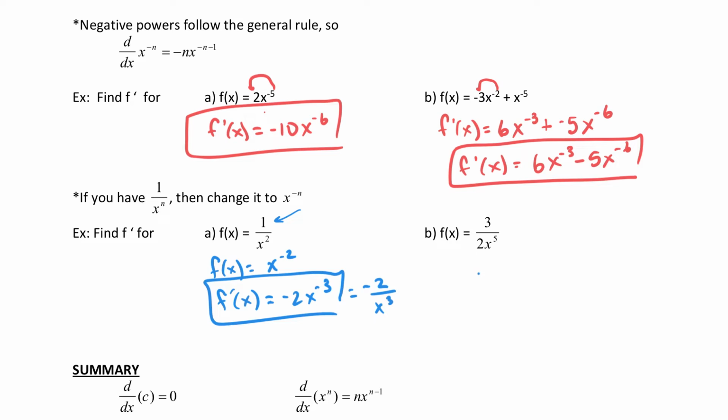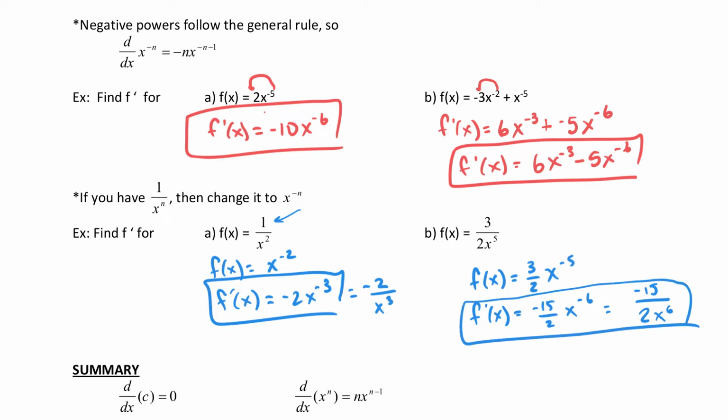Okay, so over here, f of x, we will rewrite this to be 3 over 2 x to the negative 5. Now, f prime of x will end up being negative 15 over 2 x to the negative 6. And again, you can rewrite it. You don't need to on the free response, leave it like that, but on multiple choice, you may see the answer written out like this. Okay, so either one I will take.